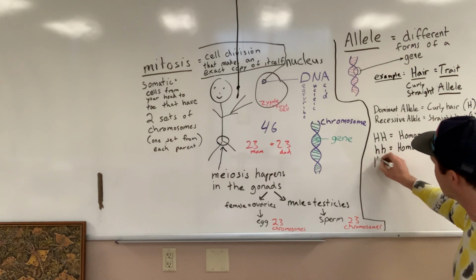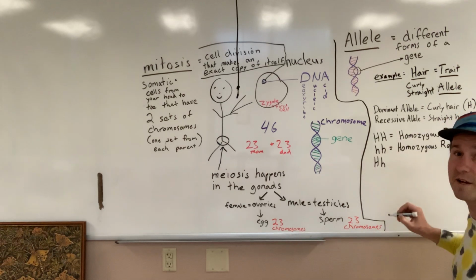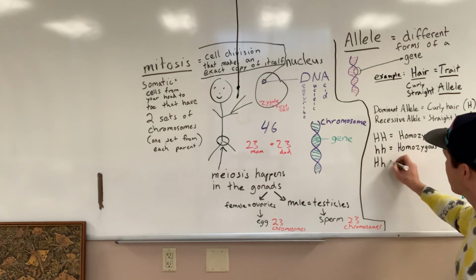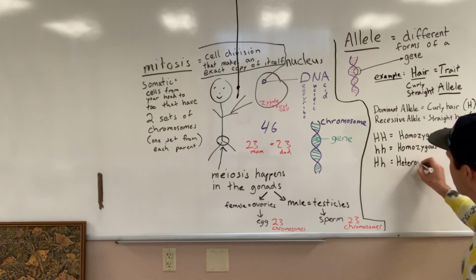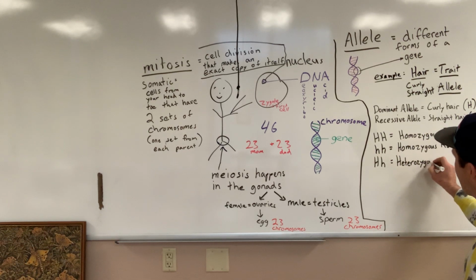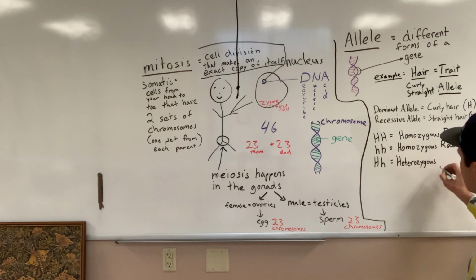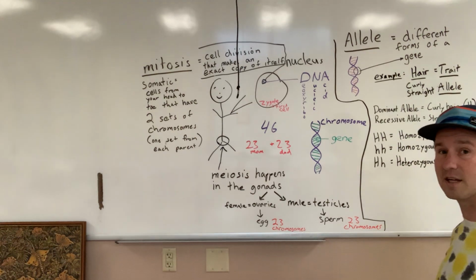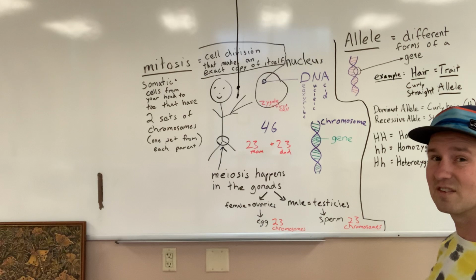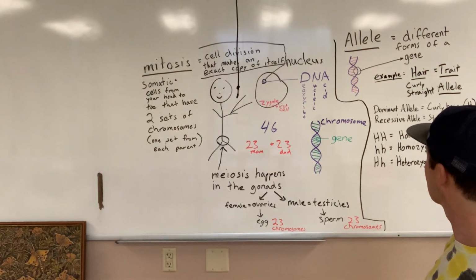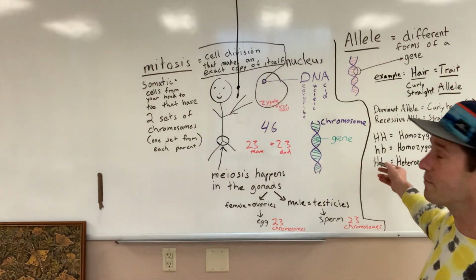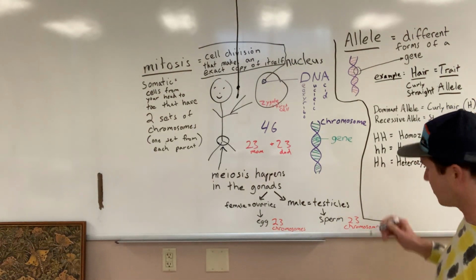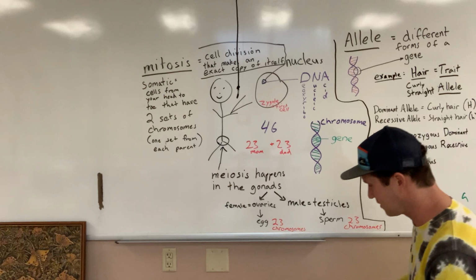And then our last option is one of each, okay? And so we're going to use a morpheme that means different. Hetero. Heterozygous. Oh, and I guess you just say heterozygous. You could say heterozygous for curly hair because it's the dominant, but it's heterozygous. You have one of each, okay? And these are known as genotypes.